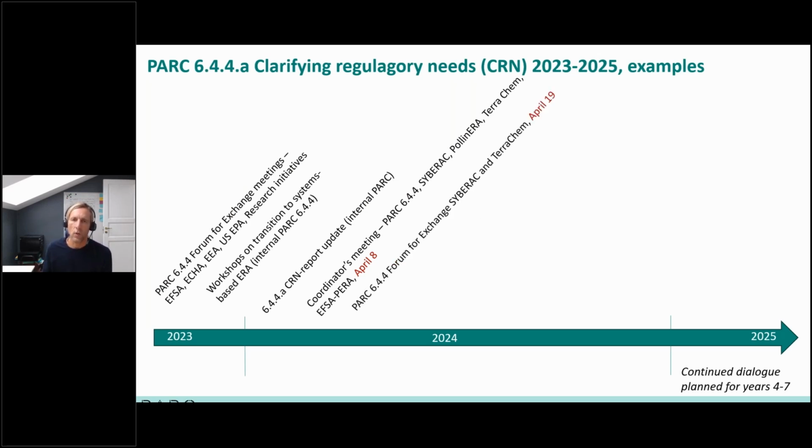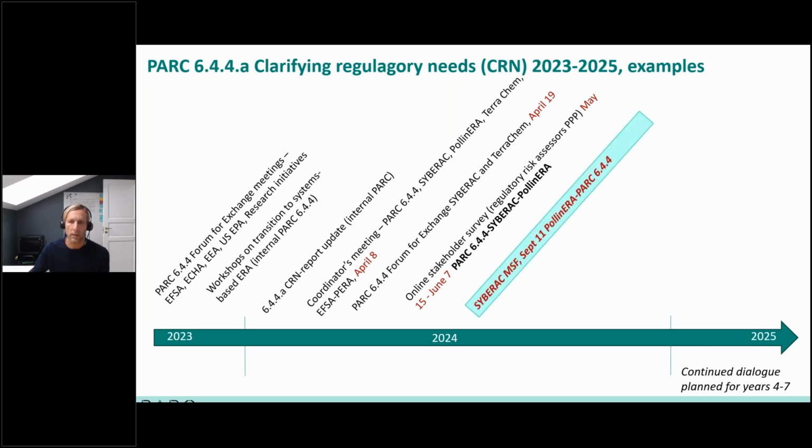This interaction led to several follow-up interactions, and we see a need to stay connected between these projects. We had a forum for exchange where SYBERAC and TerraChem presented for PARC 644. We have now recently conducted an online stakeholder event, as advertised also for this multi-stakeholder forum, directed to regulatory risk assessors for PPP. We had it before the summer, and this was a joint activity between 644, SYBERAC, and PollinERA. I will mention a little bit more about that later. And today we have a collaboration activity between SYBERAC, PollinERA, and PARC 644, the multi-stakeholder forum today. We will follow up on the survey.